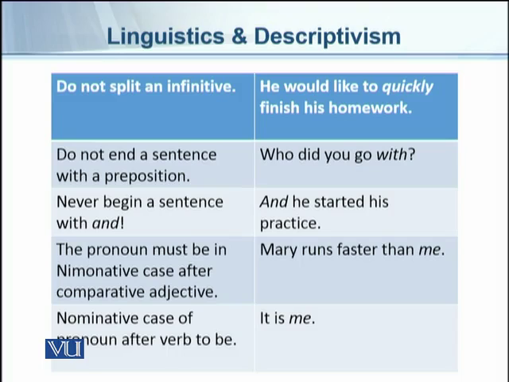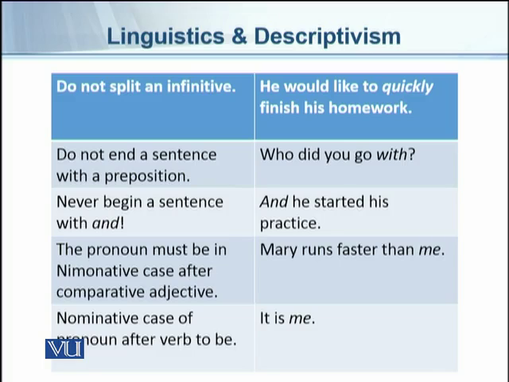Similarly, never begin a sentence with "and". You cannot start a sentence with "and", like "And he started his practice." According to prescriptivists, this is not a correct sentence, whereas descriptivists say that it's common use of the native speakers of the English language. Similarly, the pronoun must be nominative case after a comparative adjective, like "Mary runs faster than me." According to prescriptivists, it should be "than I." So, the nominative case of the pronoun after the verb to be, "it's me", is not correct. It should have been "it is I."